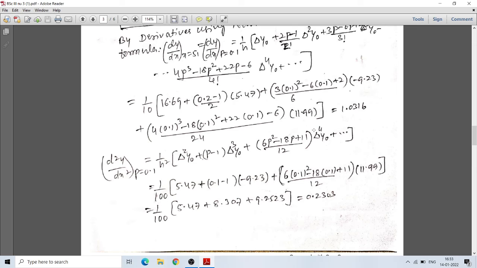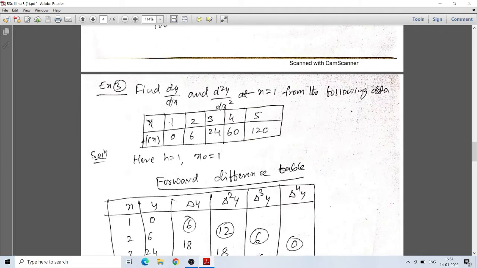And delta to the power of 4 y naught value is 11.99. 1 divided by 100 and 5.47 as it is. Simplification of these two: 8.307 and remaining 9.2523. Simple mathematics is 0.2303. These are some examples.